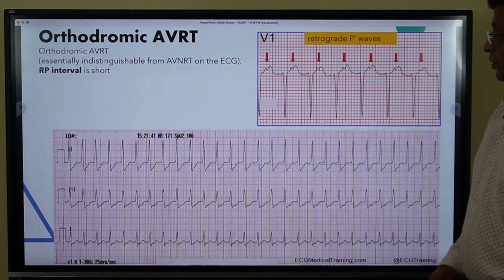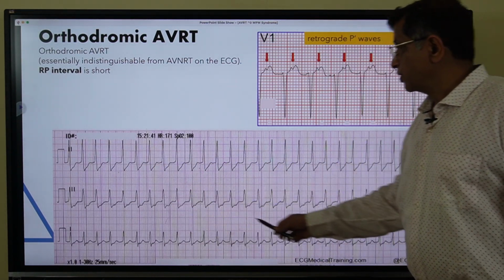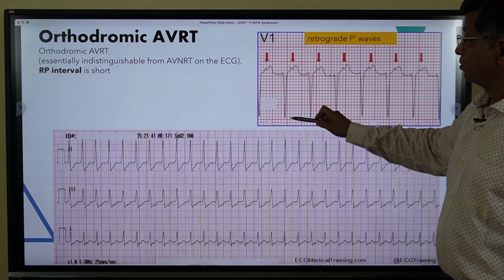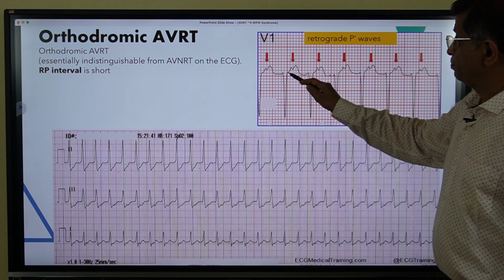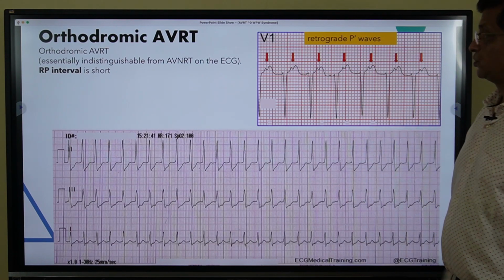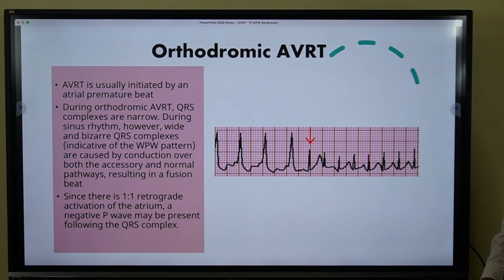So here's an example: a narrow QRS tachycardia, a regular tachycardia, and you see the P waves coming after the QRS complex, and see the RP interval. The RP interval is shorter than the PR interval. So this is a short RP tachycardia.